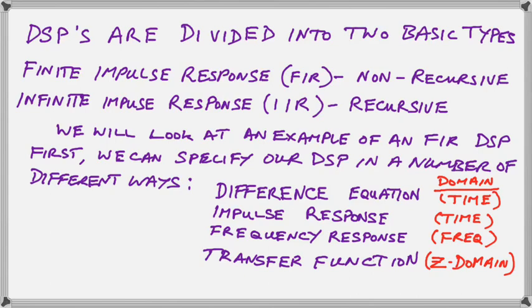As you can see, we have two types of DSP, the finite impulse response, FIR for short, and the infinite impulse response, IIR. The finite impulse response is non-recursive, and we will look at them first. We can specify any DSP by either its difference equation, its impulse response, its frequency response, or its transfer function. In this video, we are looking at the difference equation and the impulse response.